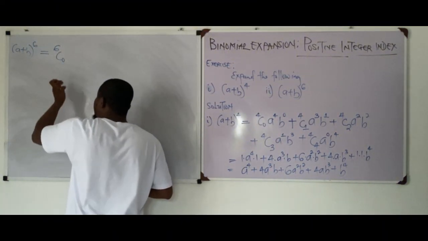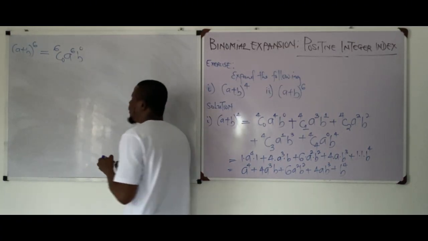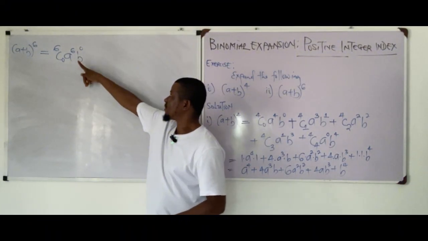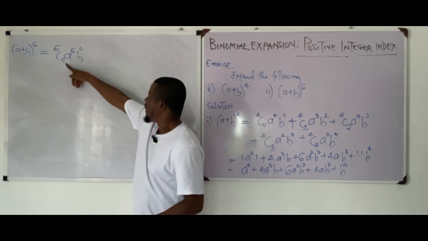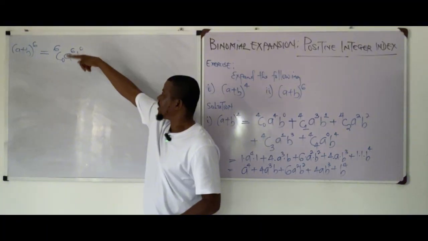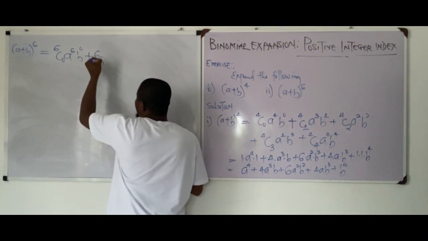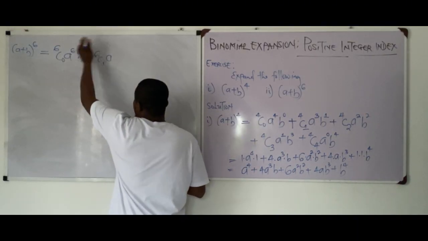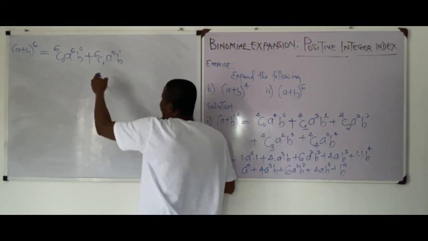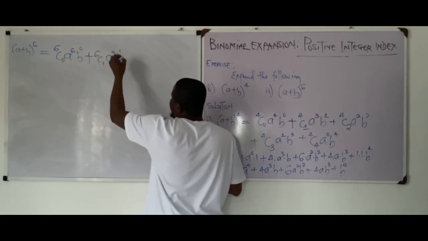6 combination 0. The first term, a, takes the highest power, and the second term, b, takes the lowest power. If you can get this first setup, then you are good to go. The next setup is just about adding summations, running through 0, 1, 2, 3, 4, 5, 6, alternating the powers of the terms a and b. So plus 6 combination 1: a drops by 1 from 6 to 5, while b increases by 1, so b is raised to power 1.